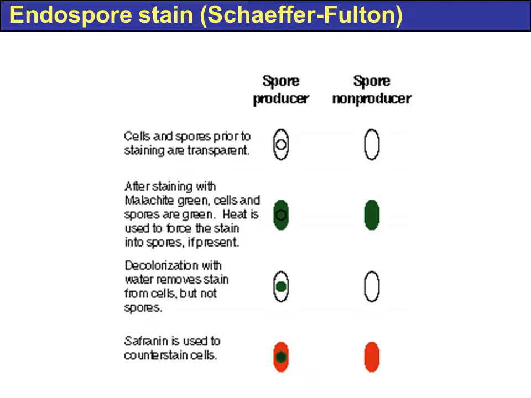So these cells and spores prior to staining will be clear or transparent. After staining with malachite green, the cell is going to be green and the spore is going to be green. You would then decolorize with water, and then the cell will be clear and the endospore will stay green. Then you will counterstain the rod-shaped bacteria, Bacillus or Clostridium, with safranin.